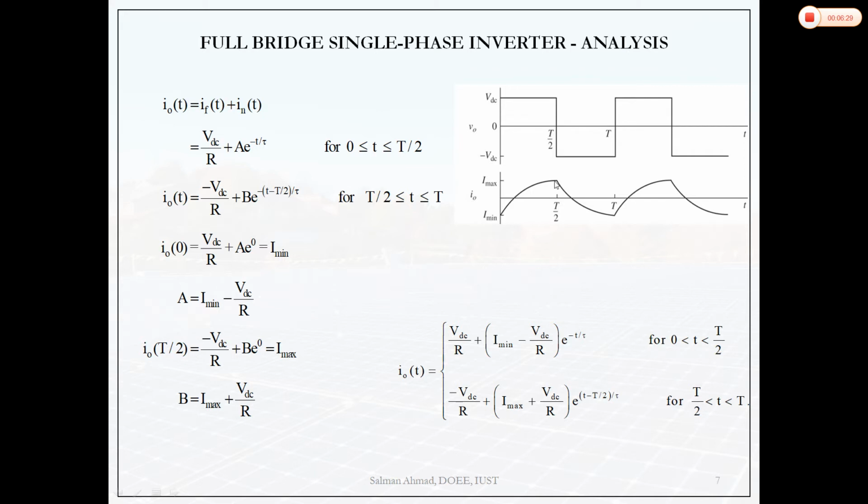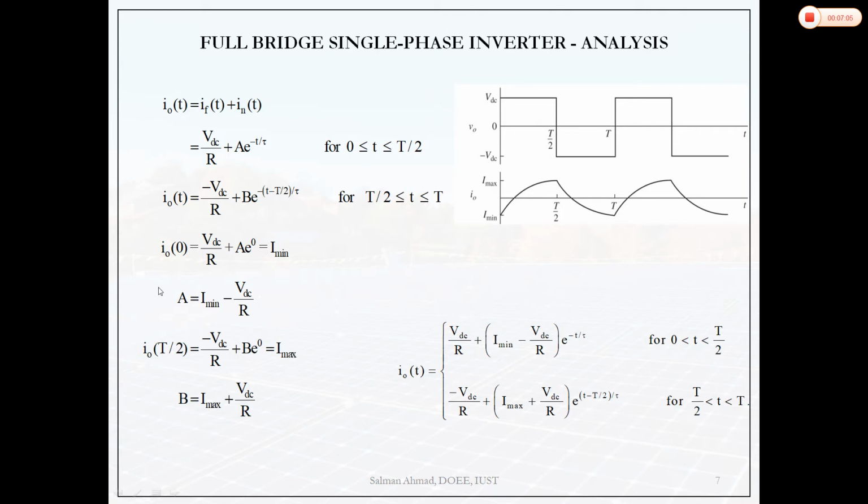Similarly, for this portion of the current, that is between T by 2 to T, we can again write the output current expression. So this is again minus VDC upon R plus B e to the power. Now the time axis is shifted from t equal to 0 to t equal to T by 2. So we have to write the time as t minus T by 2 upon tau, where t is greater than T by 2, lying between T by 2 and T. So these two will comprise one switching period, or one period.